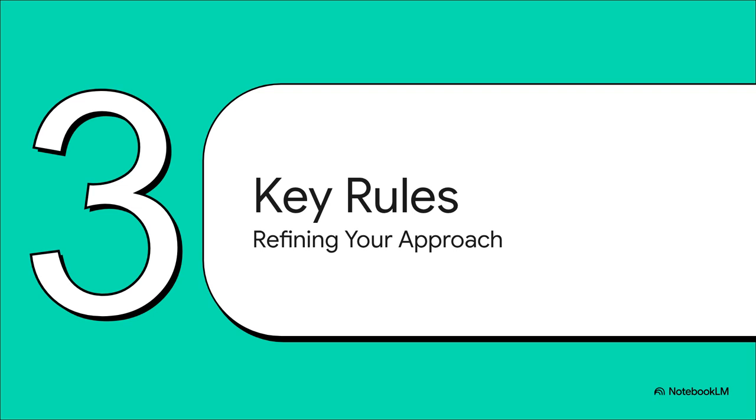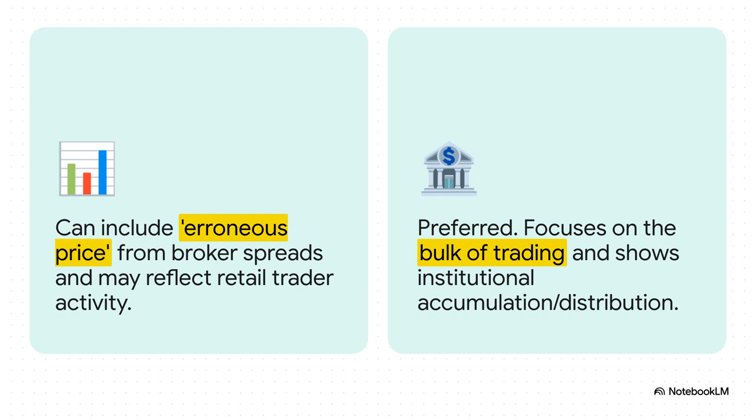Okay, knowing the theory is one thing, but applying it correctly in the real world requires a few key rules. This is how we refine our approach and really stack the odds in our favor. And the very first rule is how you measure the range itself. You've got 2 options, wicks or bodies.